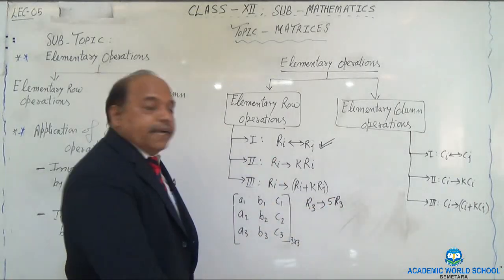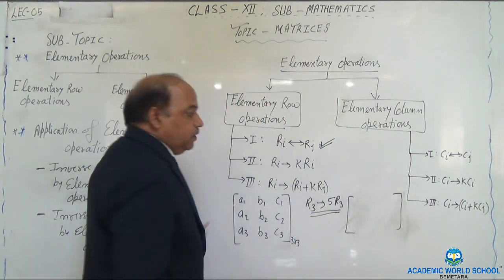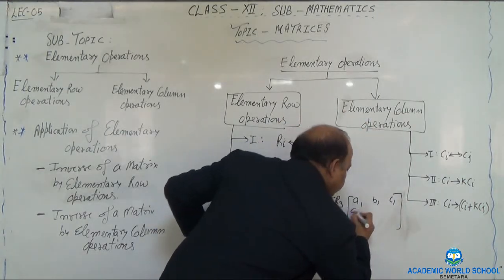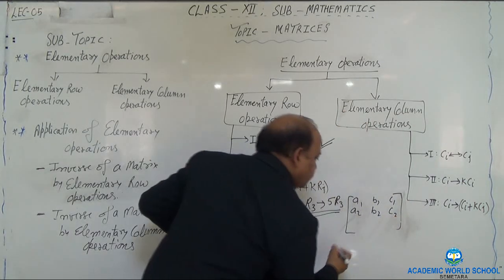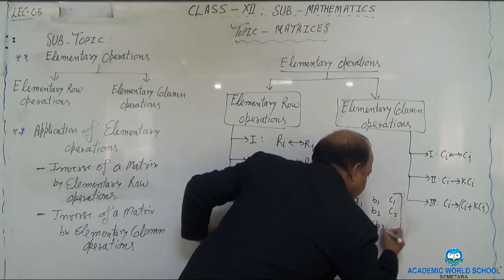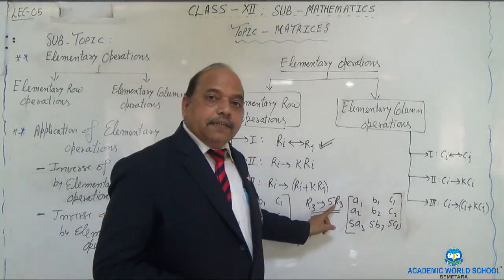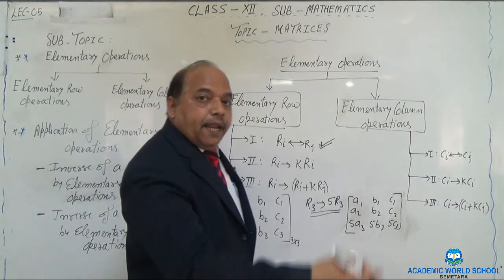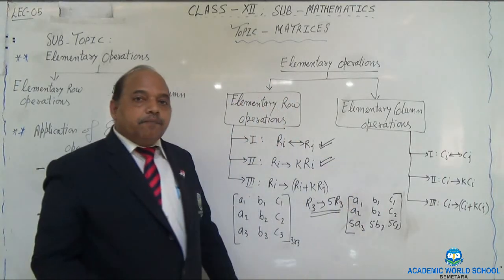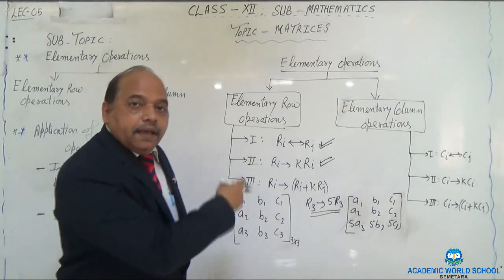So what will be your new matrix? After applying this operation, your new matrix will be A1, B1, C1, A2, B2, C2, and here it will become 5 times A3, 5 times B3, 5 times C3. Please understand what we have done: elements of the third row are now replaced by 5 times of that. This is what it says, that scalar multiplication of the elements of that particular row can be replaced.